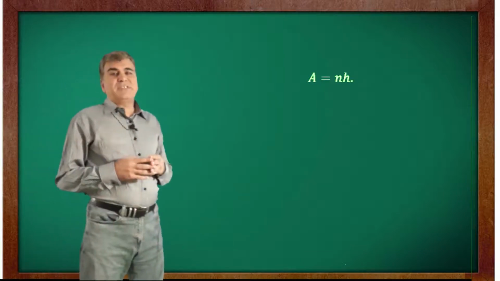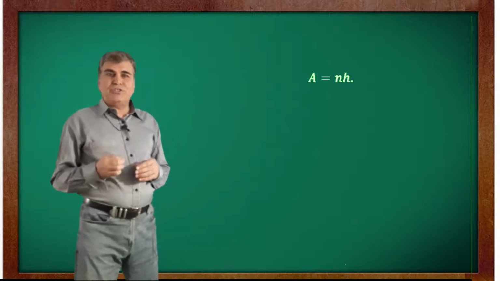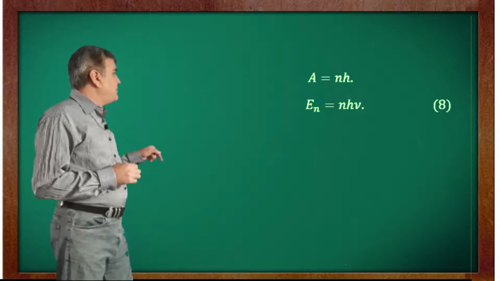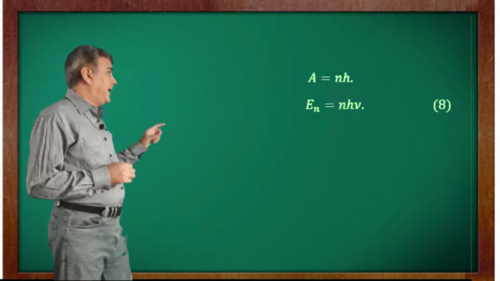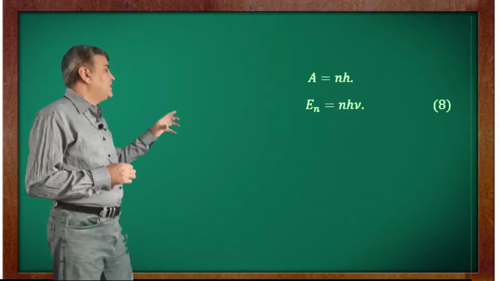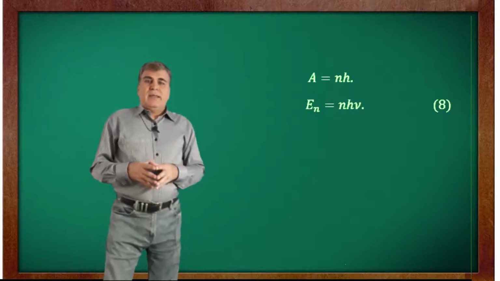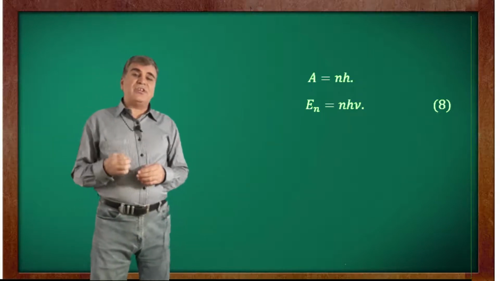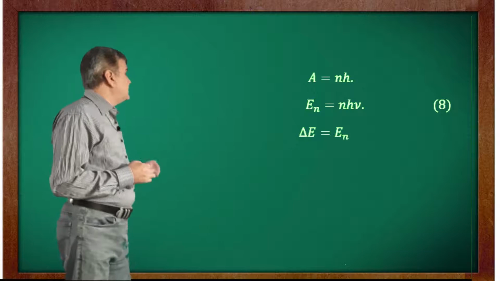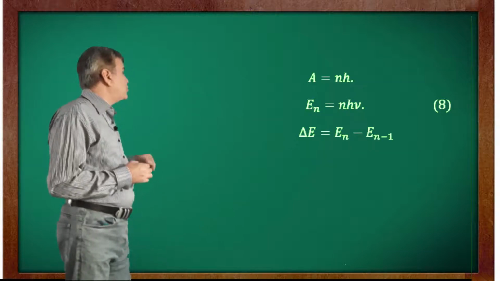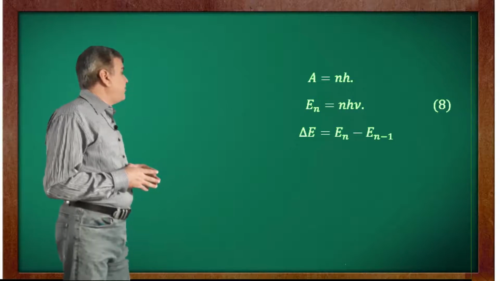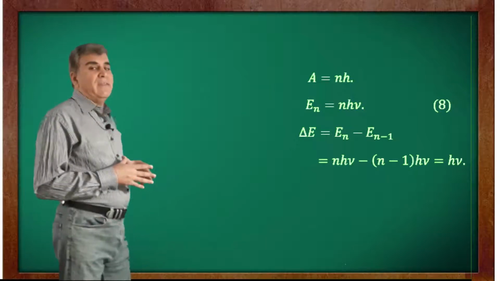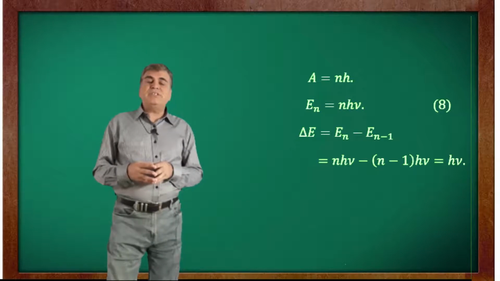Using this equation in equation 5, we can write the energy of the harmonic oscillator in the form E sub n equals n times h nu, where again keep in mind H stands for the area of a strip. Thus the change in energy of the harmonic oscillator on a given elliptical strip will be delta E equals E sub n minus E sub n minus 1. Substituting the values, we can write n h bar nu minus n minus 1 h bar nu, which of course leads to h bar nu.